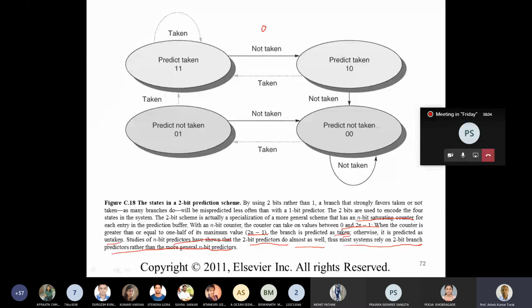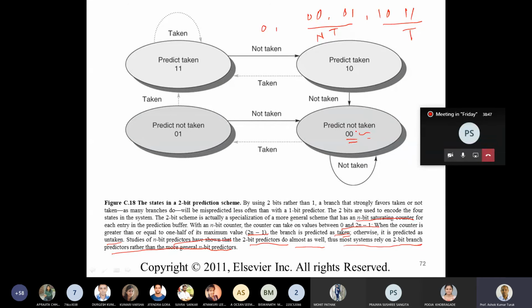Now let's look at what the 2-bit counter counts. The 2-bit counter counts 0 0, 0 1, 1 0 and 1 1. Half of them will be considered not taken, and half will be taken. So this is my taken and this is my not taken. Suppose your predictor says not taken. You are in 0 0, predicting not taken. What is the actual outcome? If the actual outcome is not taken, then you remain in state 0 0.